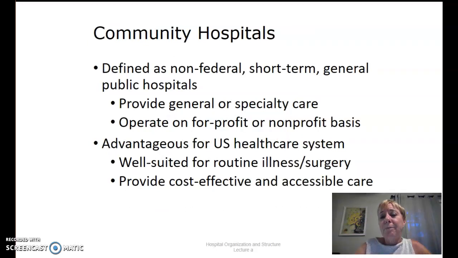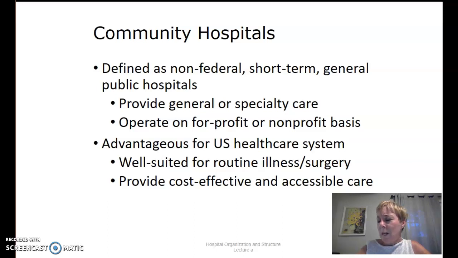Community hospitals, okay, these are non-federal, short-term, general, public hospitals. They provide general or specialty care, and they operate on a for-profit or nonprofit basis. So notice the key words here: non-federal, short-term, public. Usually a community hospital is owned by a city or a county or some other public entity.